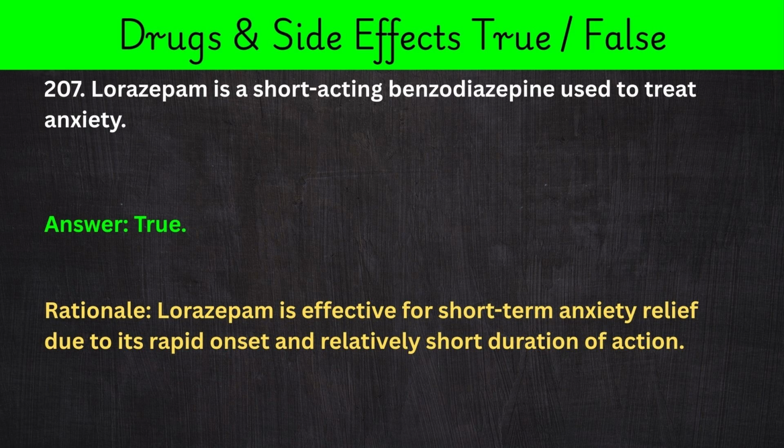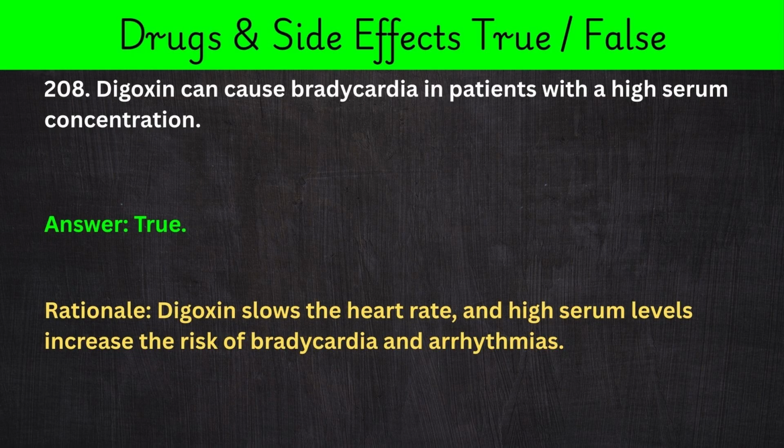207. Lorazepam is a short-acting benzodiazepine used to treat anxiety. Answer: true. Rationale: lorazepam is effective for short-term anxiety relief due to its rapid onset and relatively short duration of action. 208. Digoxin can cause bradycardia in patients with a high serum concentration.